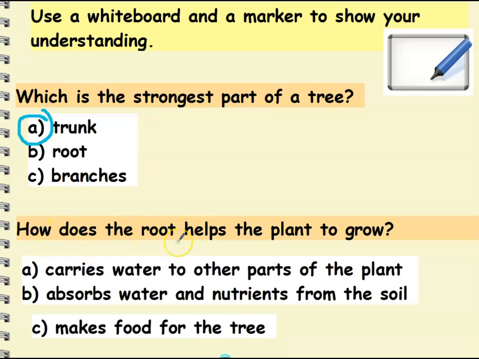How does the root help the plant to grow? A. It carries water to other parts of a plant. B. It absorbs water and nutrients from the soil. Or C, makes food for the tree. Excellent. It absorbs water and nutrients from the soil.